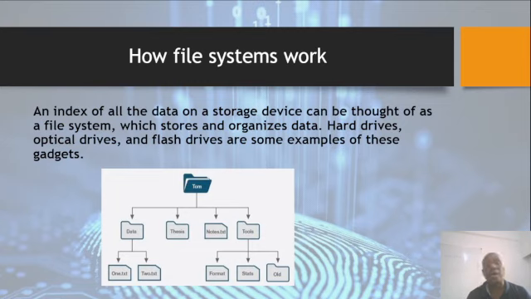So we are saying the file system is just like an index arrangement of the files in your computer, which stores and organizes data. A hard drive, optical drive, or flash disk are some examples of these devices. So look at the picture we have on your screen. We have a folder called Tom, and that folder called Tom has other folders or files inside it.